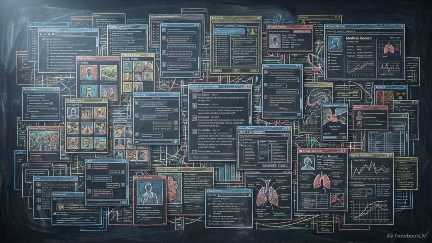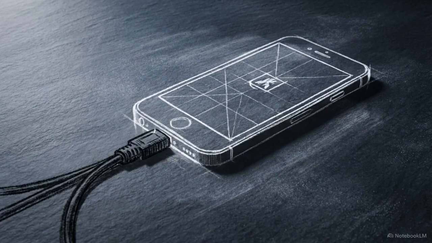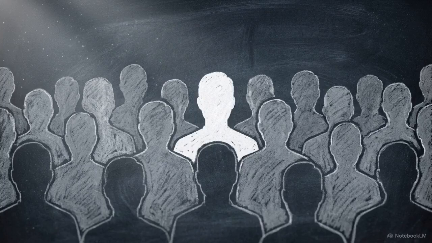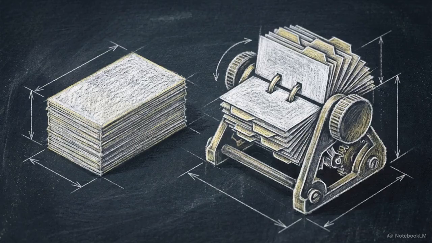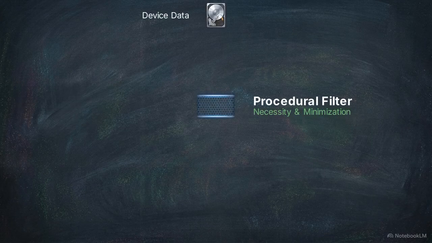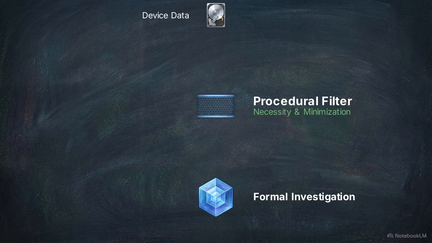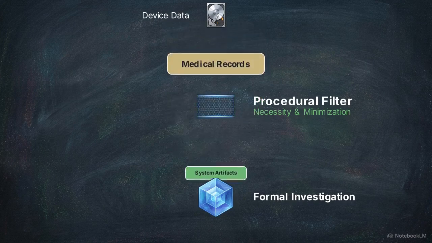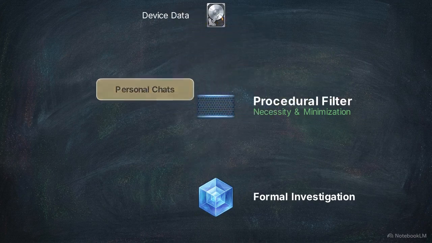Because digital devices contain intimate records of human life, investigators must guard against overcollection. A single seized device often holds information belonging to innocent third parties, data from family members, and unrelated professional contacts. Investigators combat overcollection using the operational mechanisms of necessity and minimization. These rules require examiners to build procedural filters, blocking irrelevant personal material from entering the formal investigation.